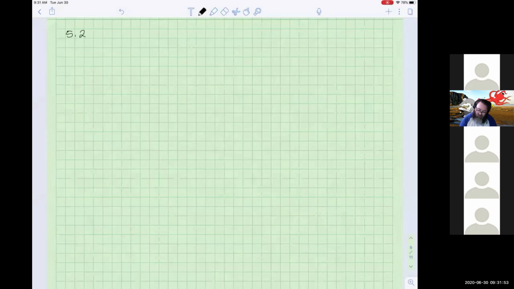Section 5.2 is a section on inverse functions. So we're going to start from scratch here. We're going to talk about what an inverse relation is. We'll build our way up to inverse functions.